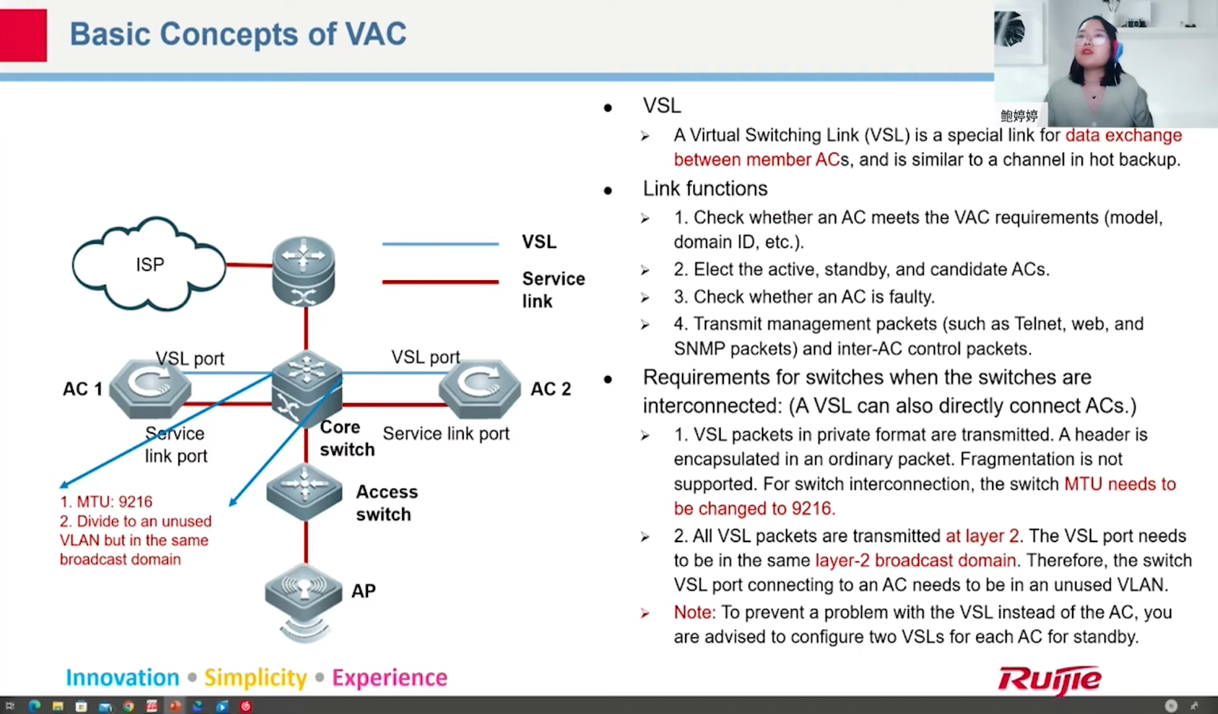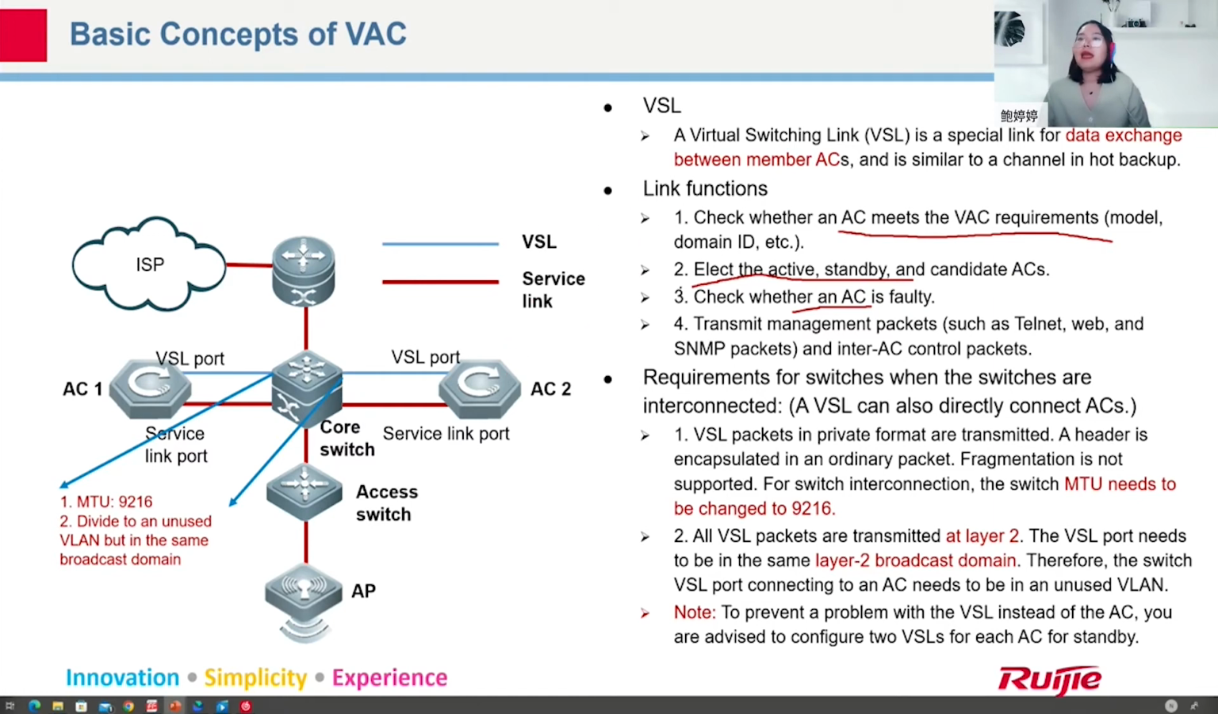The functions: the first one, we have to check whether the AC meets the VAC requirements or not. We check the domain ID, the device ID, and whether the device's version is correct, and finally decide the role. The second one, according to the messages, we elect the roles of active, standby, slave, or candidate AC. Then we check whether the AC is faulty through the VSL link. And we transmit the management packets, like telnet, web configuration, and SNMP packets, through the VSL link, and then send them to all the member switches.